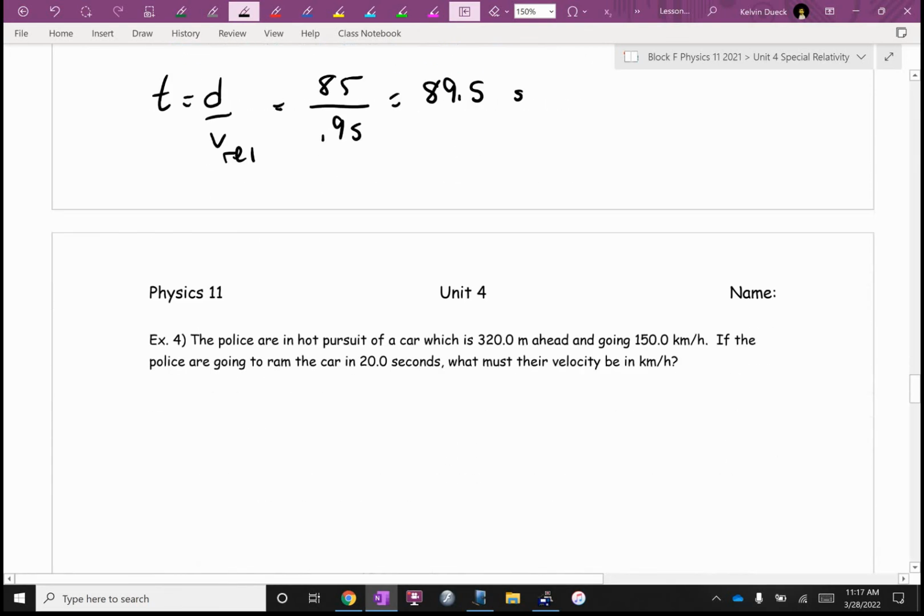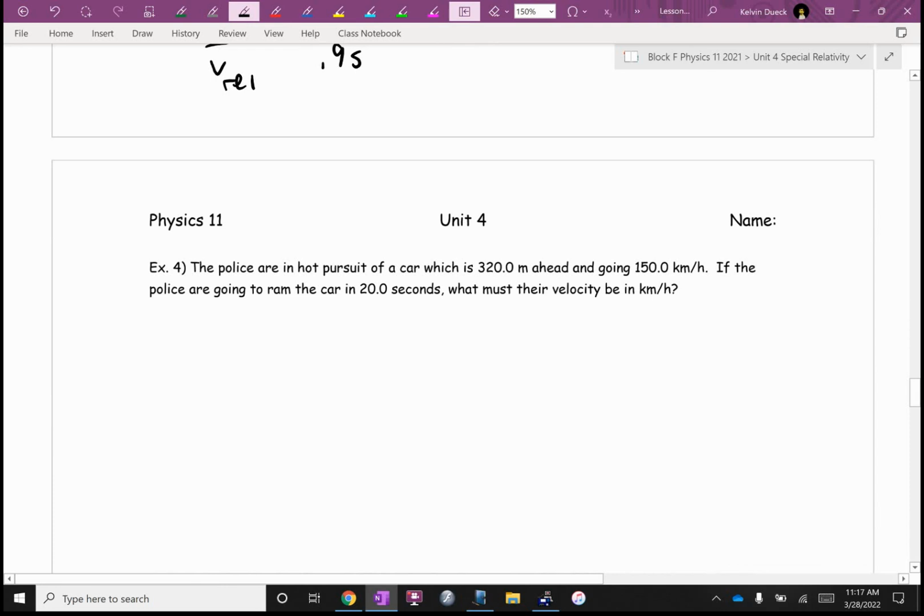Okay. I like example four. Example four is a nice question. Fahim, what's example four want me to find? Do me a favor, all of you, cross out the word velocity. We're going to find a speed. We're not going to worry about direction here. Just going to get a magnitude.